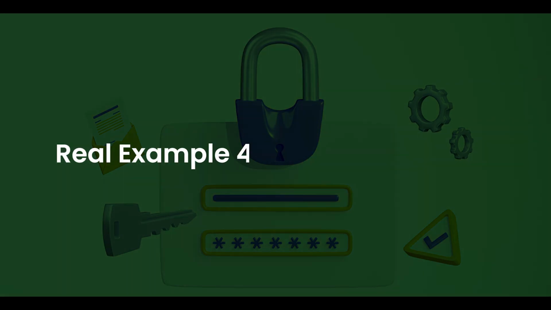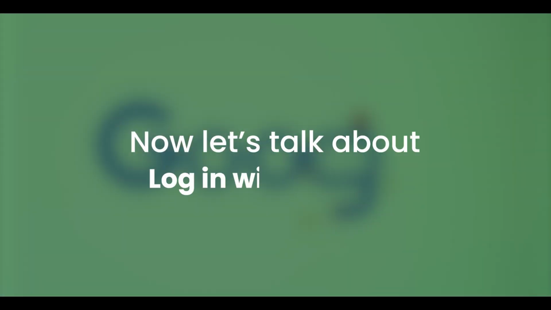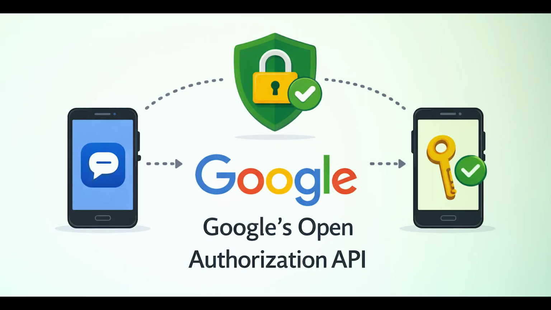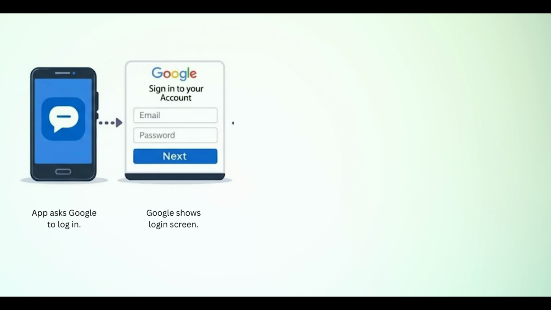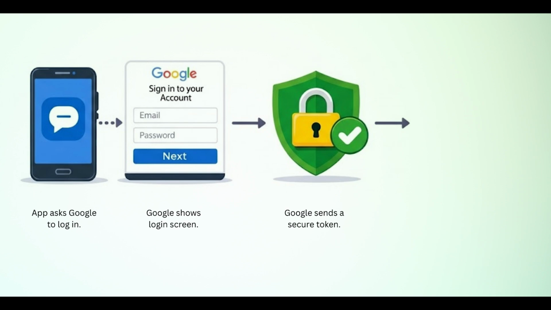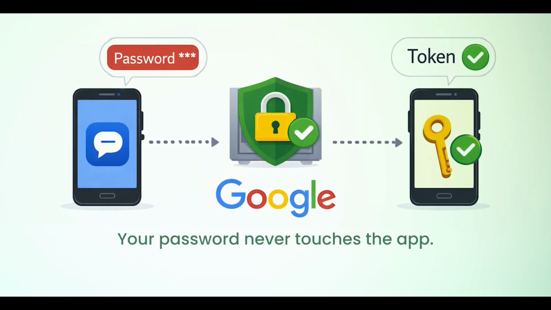Real example 4. Login with Google. Now let's talk about Login with Google. This is powered by Google's Open Authorization API. Step 1. Your app sends a request to Google. Step 2. Google shows a login screen. Step 3. If you succeed, Google sends back a secure token, and your app uses that token to identify you. Your password never touches the app. Only Google handles it. Your app receives a token, not your credentials.